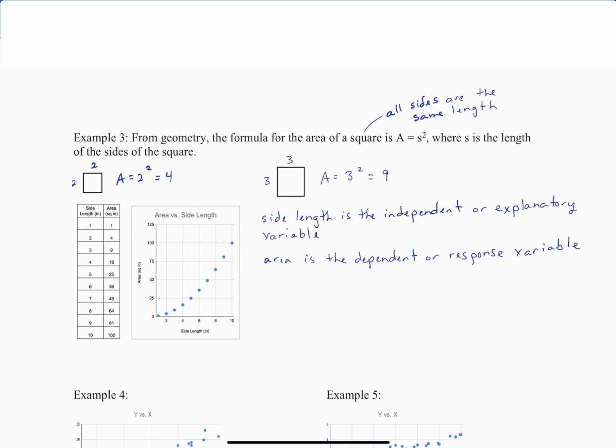And there's clearly a mathematical relationship between them. In fact, we just said what it is. We said that the area is the square of the side length. So if I let y be my dependent variable and x be my independent variable, we can say y equals x squared. So since there's a mathematical relationship between the two variables, we say the variables are correlated.